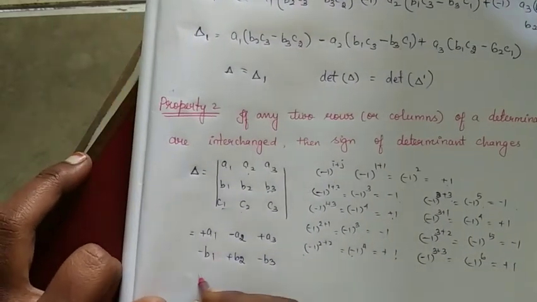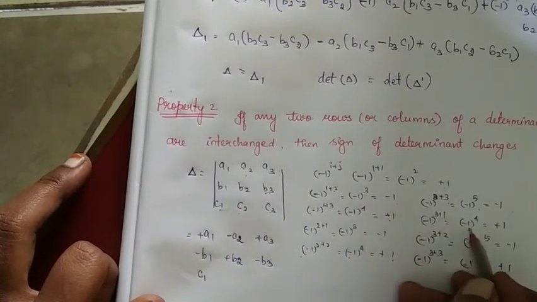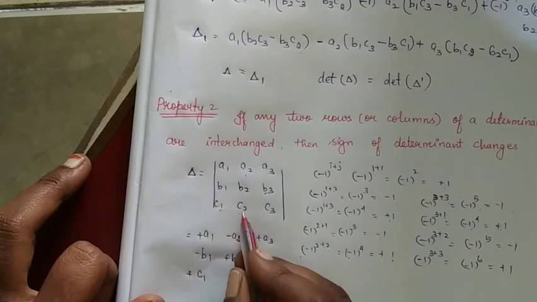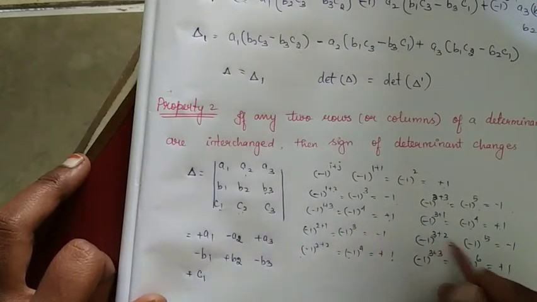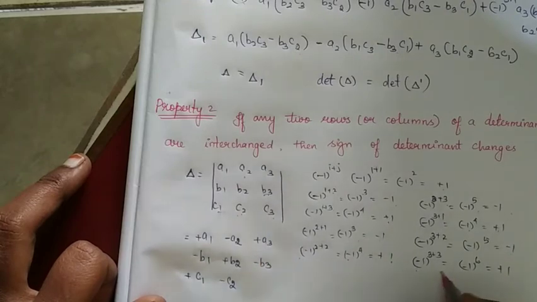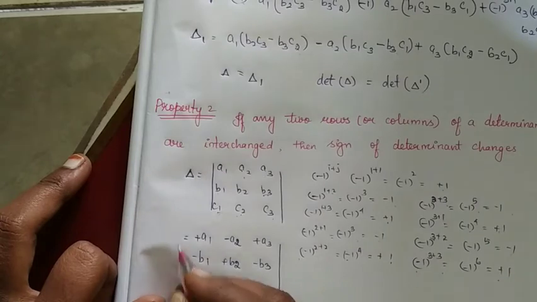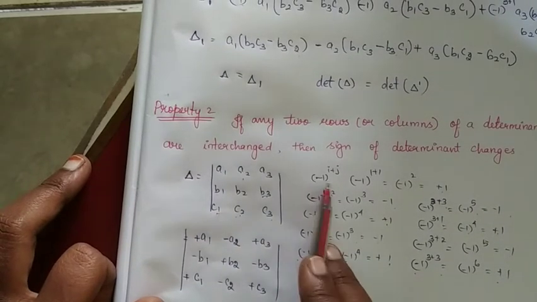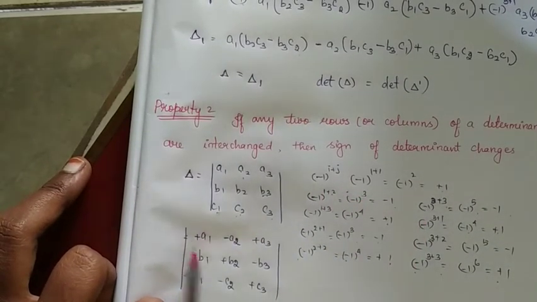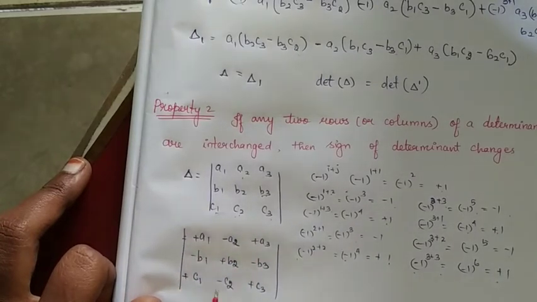Next, C1 is 3 plus 1, plus sign, so plus C1. C2, 3 2, minus sign, so minus C2. Next C3 plus, so it is plus C3. So while writing the determinant, there is no need to do this each and every time. If I remember the sign of each place, then I can directly write the sign with the determinant.